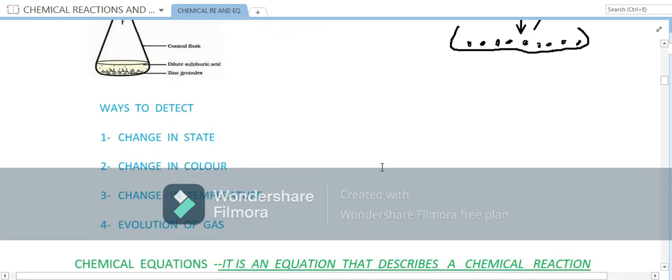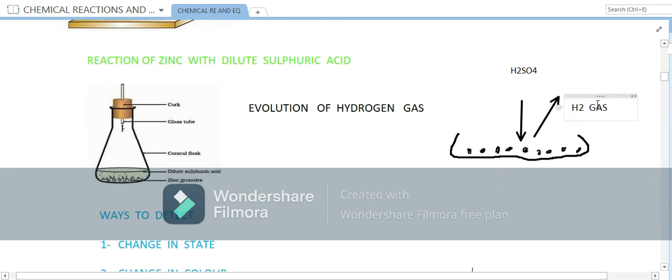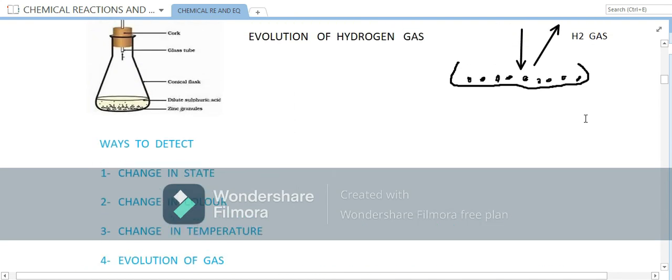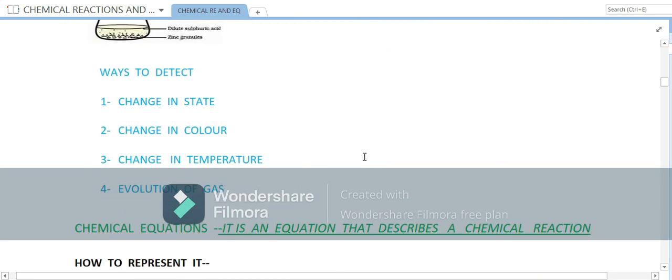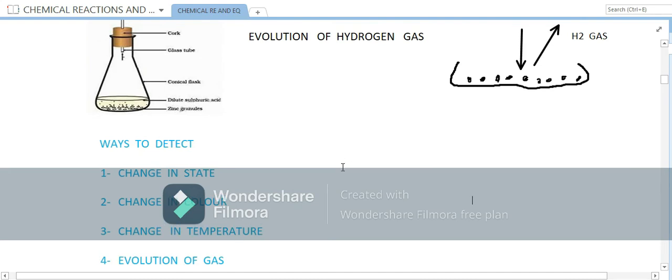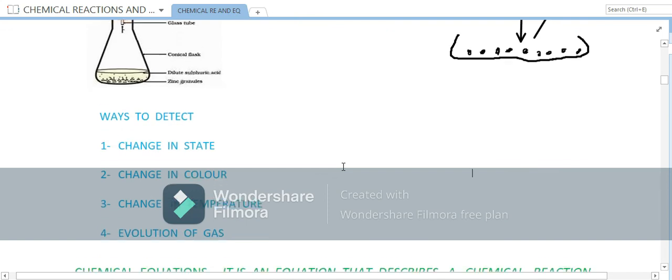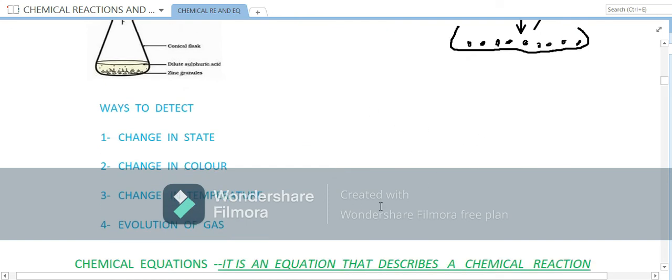Evolution of gas: you can see here that when I add something, H2 gas evolved from here. So there is evolution of gas, there is a chemical reaction. Change in temperature: in certain reactions, when two substances react with each other, there is a change in temperature. Perhaps when you just start the reaction the temperature will be 30 degrees, but after the reaction, if you measure, the temperature may have reached 50 degrees, so there will be a change in temperature. So that is also another way to detect a chemical change.